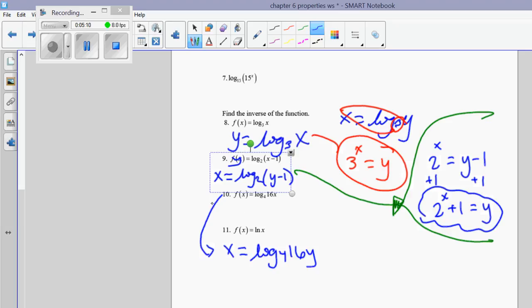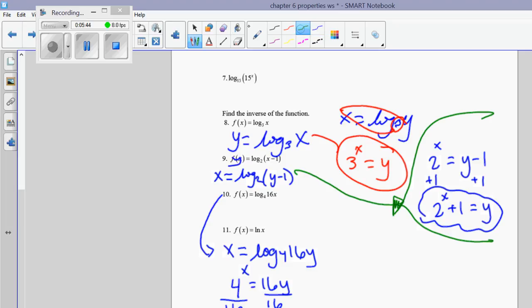I'm in log form and I'm stuck, so I rewrite. So 4 to the x equals 16y. I divide by 16 on both sides. The 16 and the 4 do not play because the x is protecting them. So I am either done with 4 to the x over 16 equals y, or I'm allowed to say that it's 1/16 times 4 to the x equals y. Doesn't matter, guys, whatever you want.